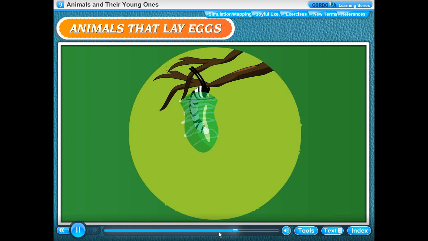After some time, the caterpillar stops eating and forms a covering called cocoon around its body. This stage is called pupa. This is a resting stage in the life cycle of a butterfly. Inside the pupa, the caterpillar slowly changes its shape. After a while, the pupa bursts and an adult butterfly comes out.